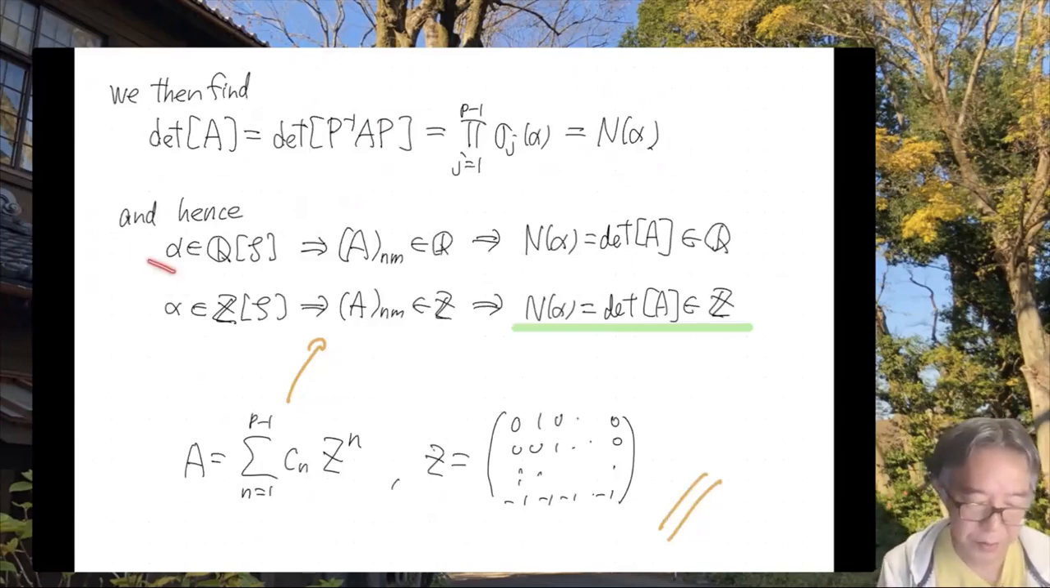Suppose that alpha is an element of Q of theta. In this case, the coefficients c are all rational numbers, and Z is a simple matrix. So this means that all the entries of A are rational. Then, of course, the determinant is a rational number. So you find that the norm of alpha is also rational. This is what we wanted to have. If alpha is an element of Z of theta, it means that the coefficients c are all integers. This means that all the matrix entries of A are integers, so its determinant is an integer, and the norm of alpha is an integer. QED.